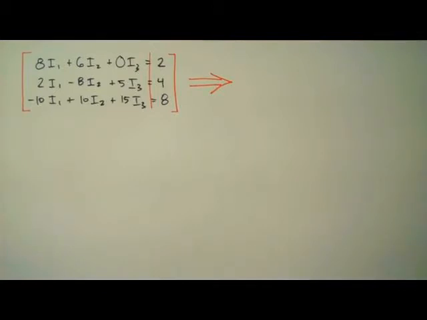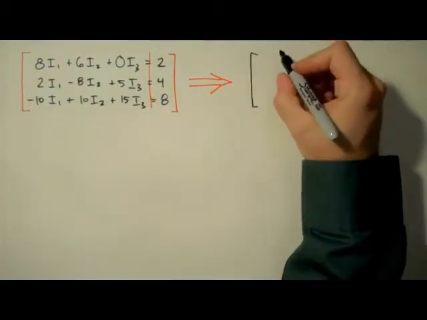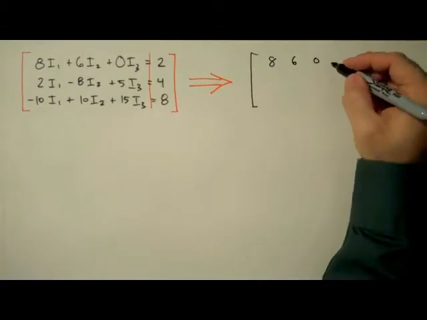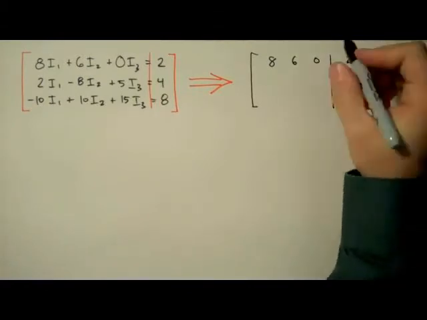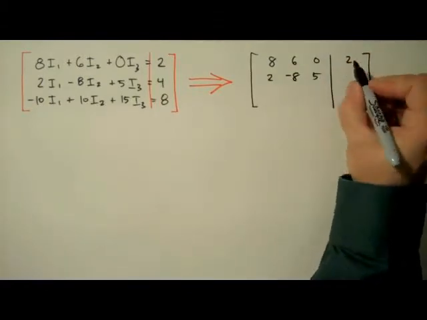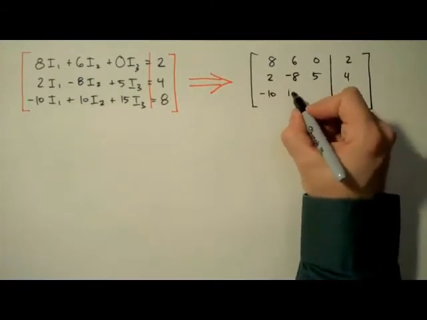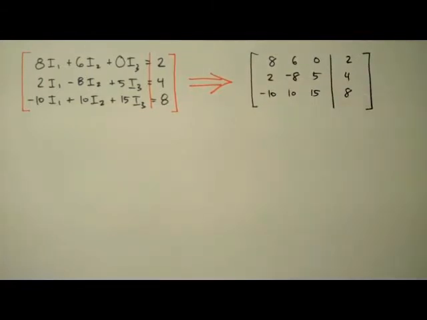So the first row of entries in our augmented matrix will be 8, 6, 0, and 2. In the second row we have 2, -8, 5, and 4. Third row, -10, 10, 15, and 8.